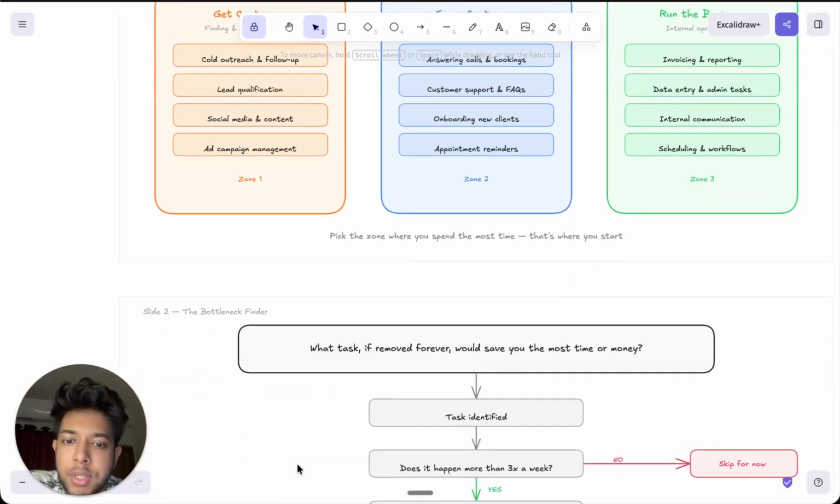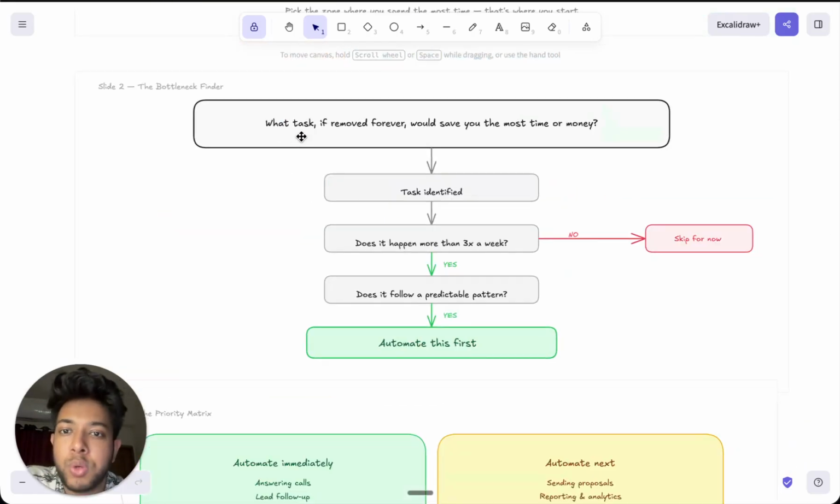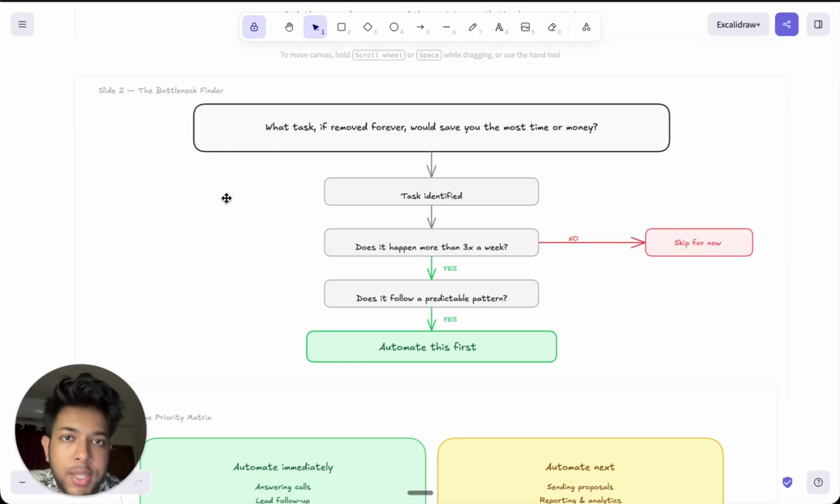With that being said, the next step is to answer this question: what task, if removed forever, would save you the most time or money? As a business owner, or whichever position you're in, every task that you do takes a lot of time, and you always have different types of tasks throughout the day, but there are always certain tasks that drive the most ROI. So you have to find out which task, if you were to remove it forever, would bring you the most saved time, or at least the most ROI.